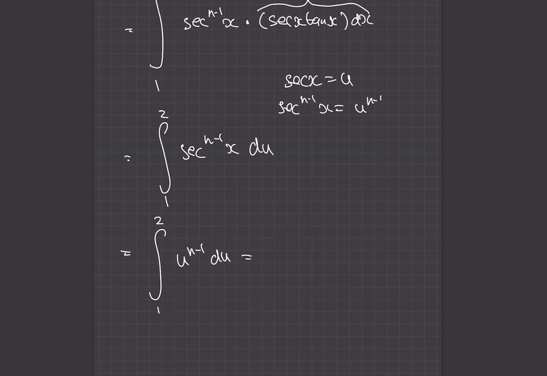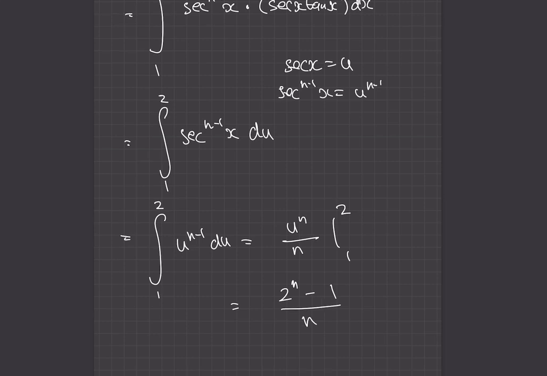This is not too difficult. You just do the normal integration, we're just adding 1 to the power and dividing by it. So if we add 1 to the power and divide by it, that's going to be u to the n divided by n, from 1 to 2. So that's going to be 2 to the n minus 1, divided by n. And that's the final answer.